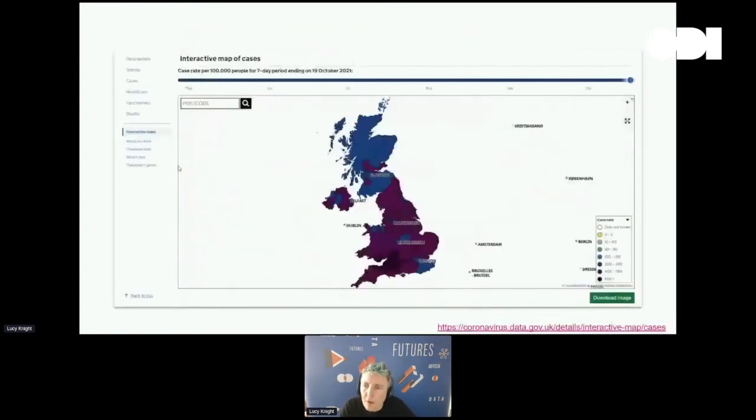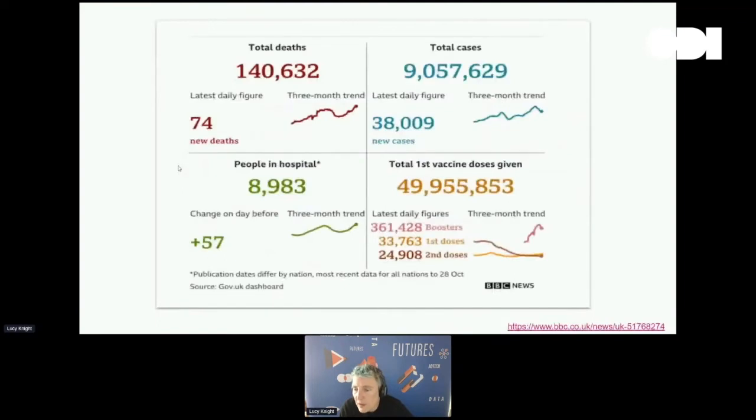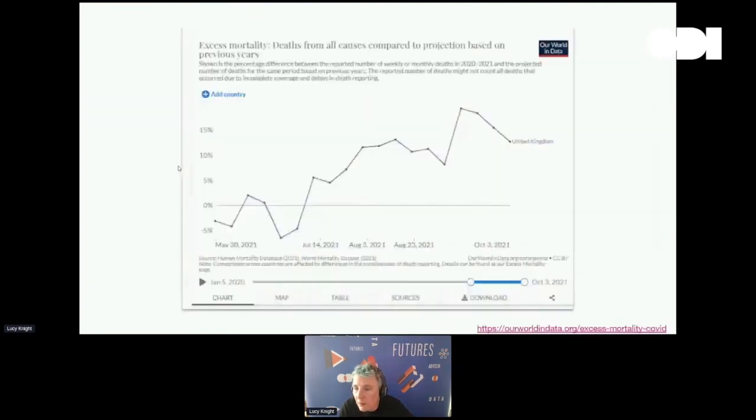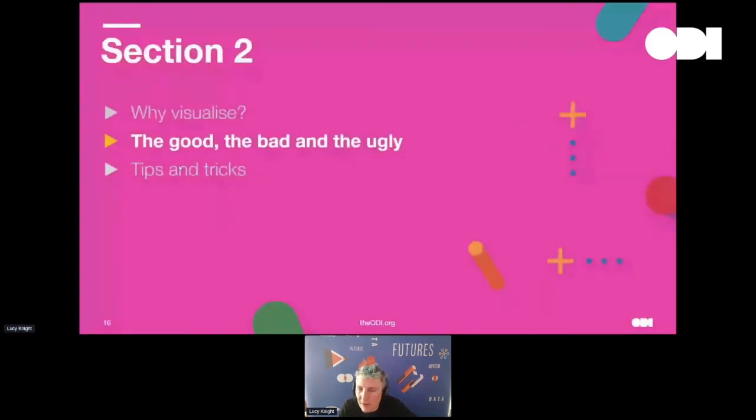So 4 very different visualizations, all talking about the same topic, all answering slightly different questions. Okay, and effectively all using pretty much the same data, with the exception of that last one, which is pulling in prior causes of deaths. Let's have a look at the examples. All right, the good, the bad, and the ugly.